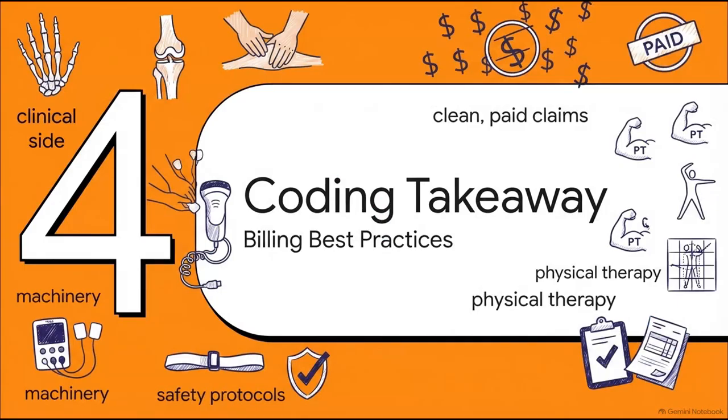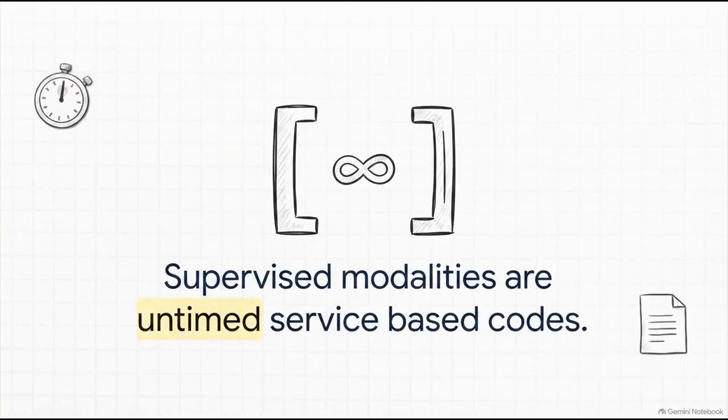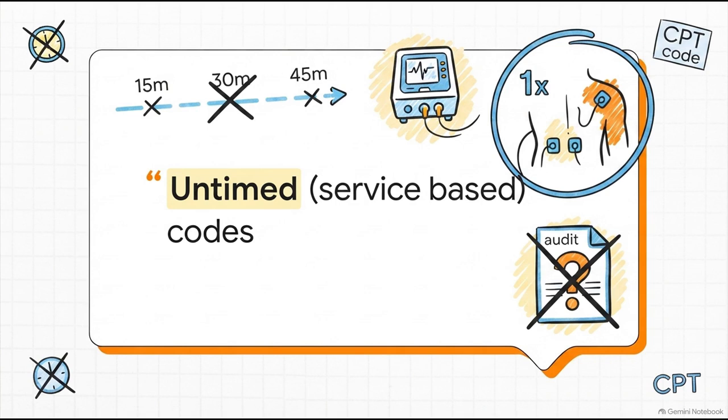Section 4. We know the clinical side, the machinery, the safety protocols. So how does all this translate into clean paid claims? Here is the golden rule for your billing department. Both of these supervised codes, 97014 for unattended E-Stim and 97016 for Vasopneumatic devices, fall firmly into the untimed, service-based category. What does that mean for you in practice? It means whether that machine runs for 15 minutes, 30 minutes, or even 45 minutes, you bill the code exactly once per session. The clock simply does not matter here.